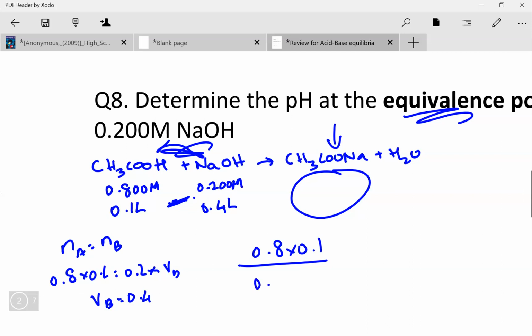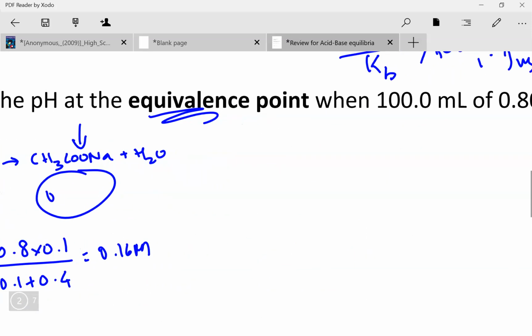But I do have to do a dilution step because I am adding two solutions together. So my concentration is going to be that number of moles, which was 0.08, divided by 0.5 liters, which gives me 0.16 moles per liter. So this is the concentration of my salt. Again, the salt is Na plus and acetate minus. The Na plus doesn't matter because it is a super weak acid, and therefore does not react at all with water.